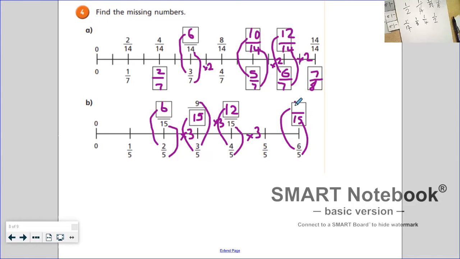Well done. Now, don't freak out. I know the numerator is greater than the denominator. We're going to be looking at that next time and looking at what it means when the numerator is greater than the denominator. So don't worry about that one. It is okay to have that.